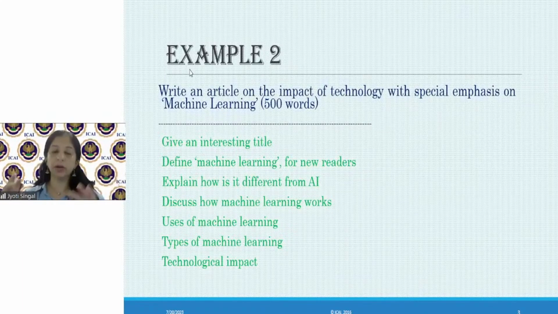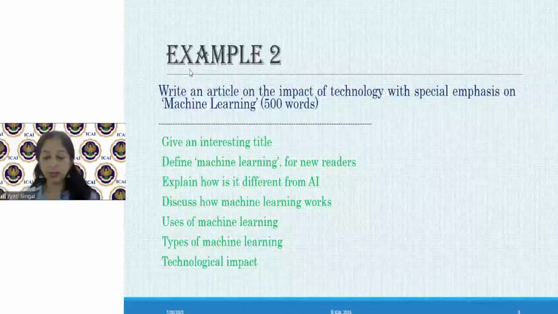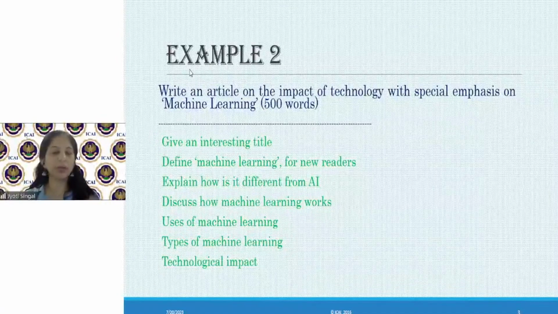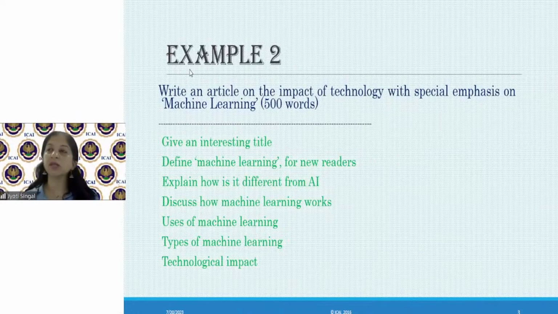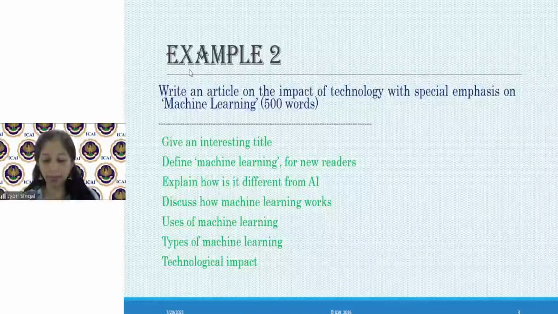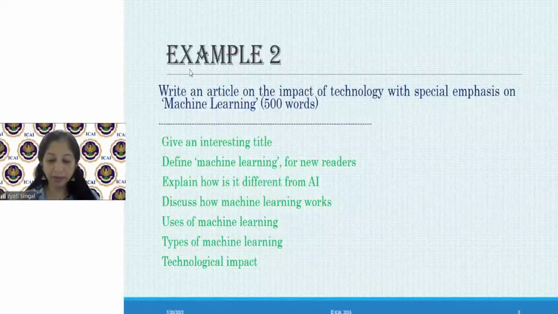Because whatever comes in article writing will mostly be from whatever we are discussing around us. Are we discussing politics around us? Are we discussing a social issue? Are we discussing an environmental issue? Something like that. Okay?